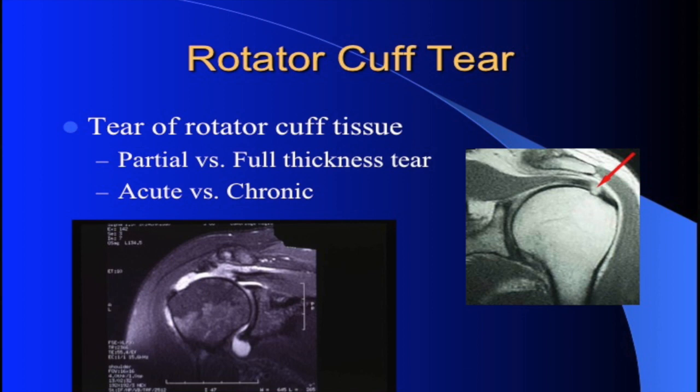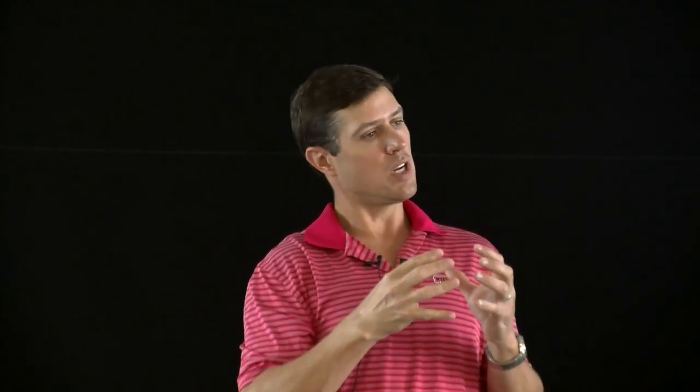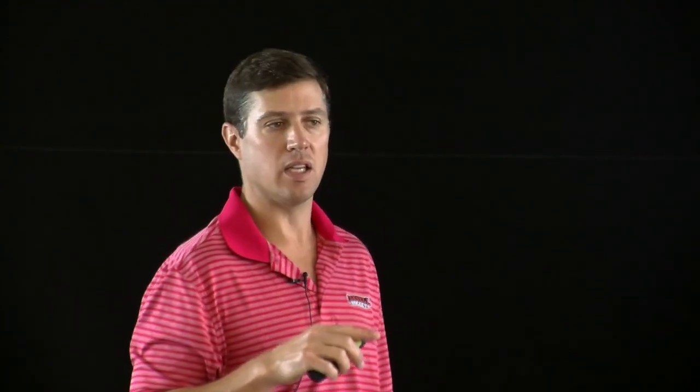This is the end of the tendon right here. This tendon should be attached to the bone right there. So what happens is the tendon pulls off the bone, and the muscle that's connected to that tendon almost recoils like a spring and pulls the tendon further away from where it's supposed to go. That's why I tell people it's impossible for that to heal on its own.